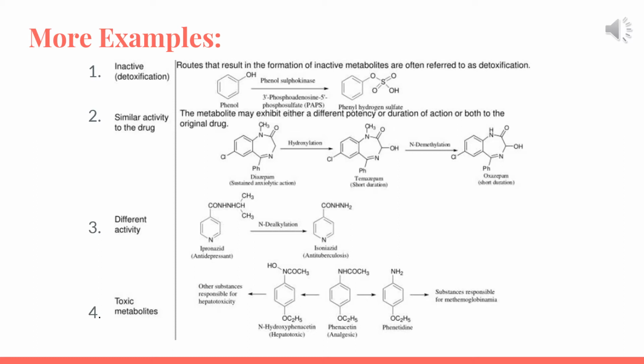So we can have the formation of isoniazid, an anti-tuberculosis drug, from iproniazid, which is an antidepressant. We can also have, sadly, the formation of toxic metabolites, which can cause harm to the body, such as the transformation of phenacetin into N-hydroxyphenacetin, which is hepatotoxic.